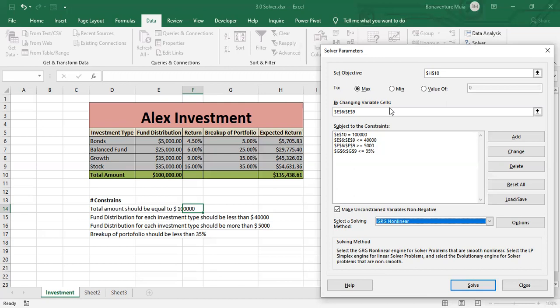Most of the time you're going to find that most of the solutions are going to be non-linear, unless it is under a very special occasion. So I would encourage you to use this, and then you click on solve.